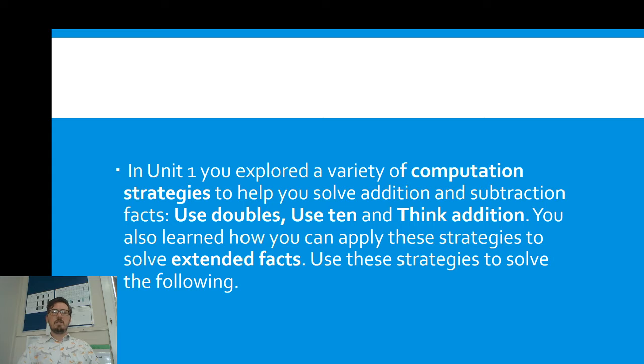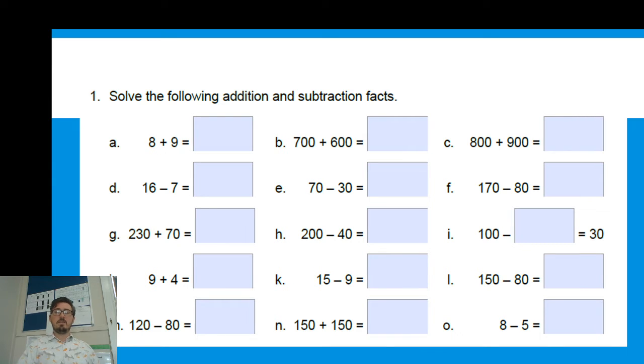Okay, in Unit 1, we explored a range of different strategies in addition and subtraction. We use doubles, we use tens. We think addition when we solve subtraction. We did the split strategy, the jump strategy, so forth. Ring any bells? Let's hope so. You're going to use those strategies to solve these, okay? So you'll find that as question 1 in your worksheet. So you can pause the video and you can work through those, okay?